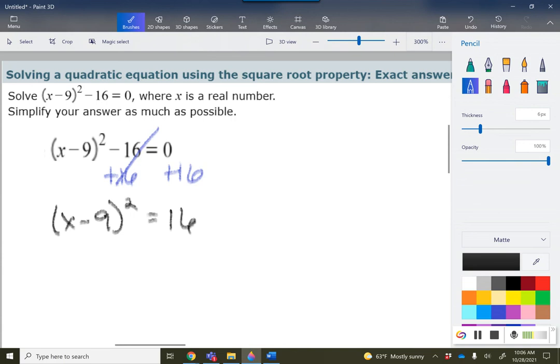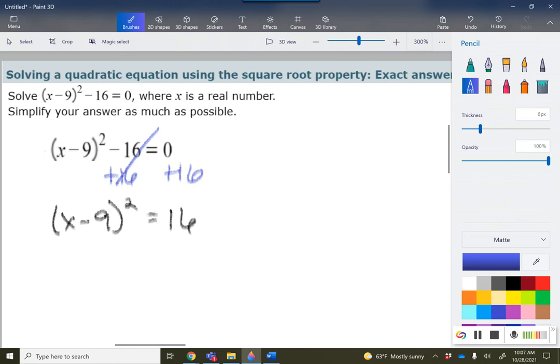Now here's where you have to be very careful to make sure things don't get screwed up. If you end up getting something squared equals a negative number, that's when you're going to have problems, because I can't square anything and make it equal to a negative. So that's where your no solutions come in or your imaginary numbers come in. But here we have it equal to a positive number, so life is good. We're going to now get rid of that square.